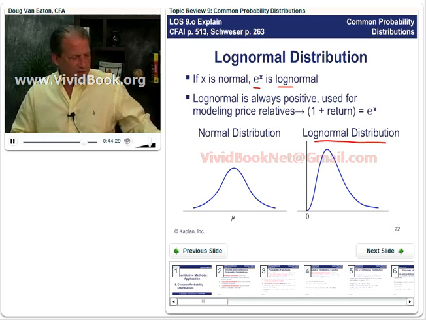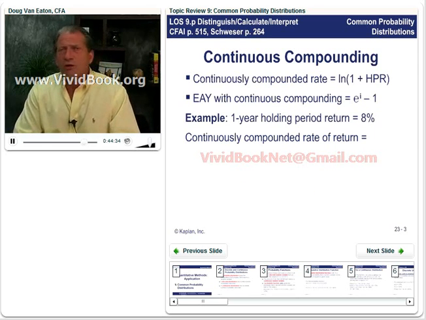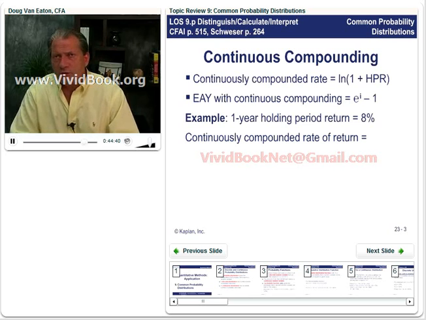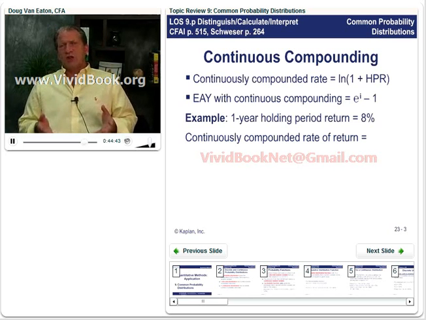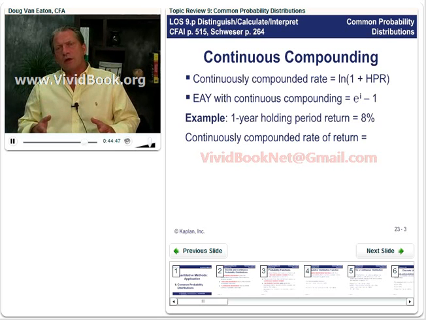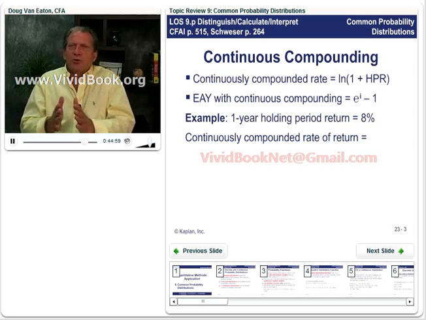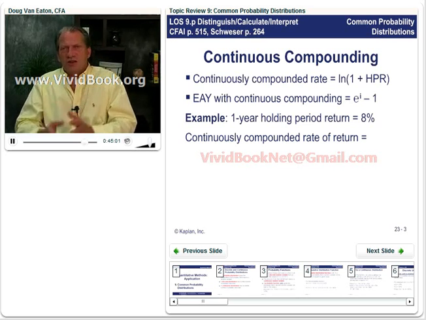Okay, continuous compounding, another one of our quantitative tricks here. Remember back when we started talking about time value of money, we said, well, the more frequent the compounding periods, the greater the effective rate of return, right? For a given annual stated rate of 8%, the effective rate was higher with quarterly compounding and higher than that with monthly compounding. We could talk about weekly compounding. We could talk about daily compounding. Well, the limit of that whole process, as these compounding periods get shorter and shorter and shorter, is continuous compounding.